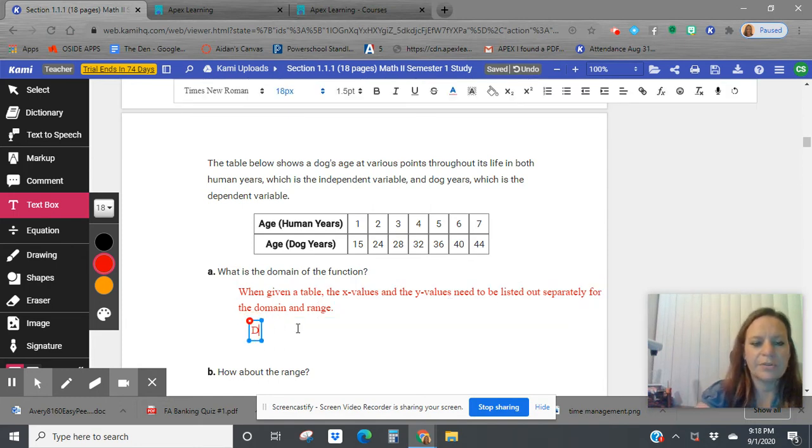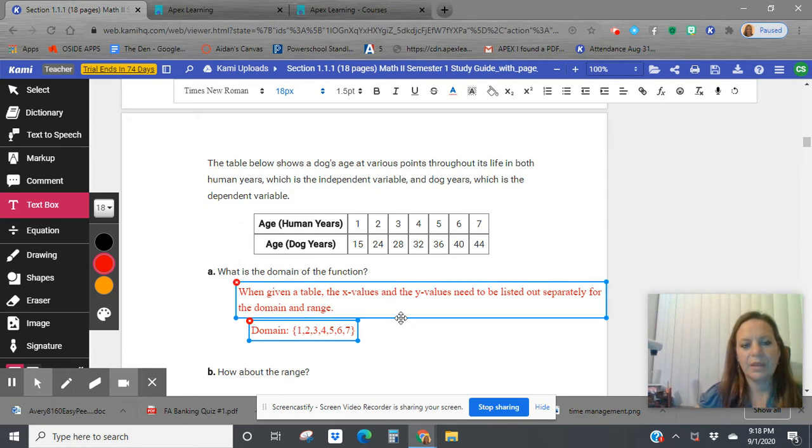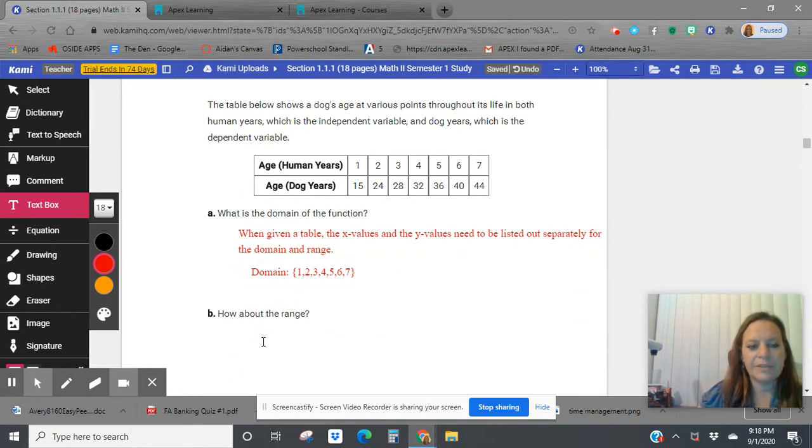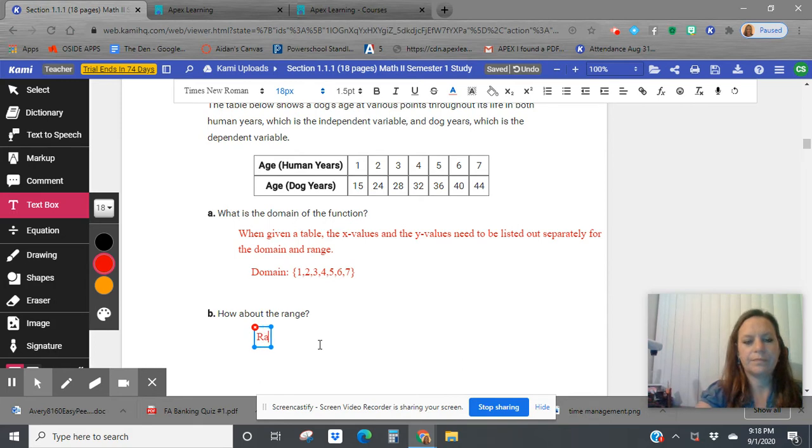So when they ask me for the domain of this function, I'm going to give it in a list from least to greatest. So I'm going to say 1, 2, all the way to the end. Remember that we don't need to list any repeats. Here there are no repeats. We're good. Next, what is the range of this function? Again, we're going to list this out, least to greatest order, which it happens to already be in that list, and one by one.